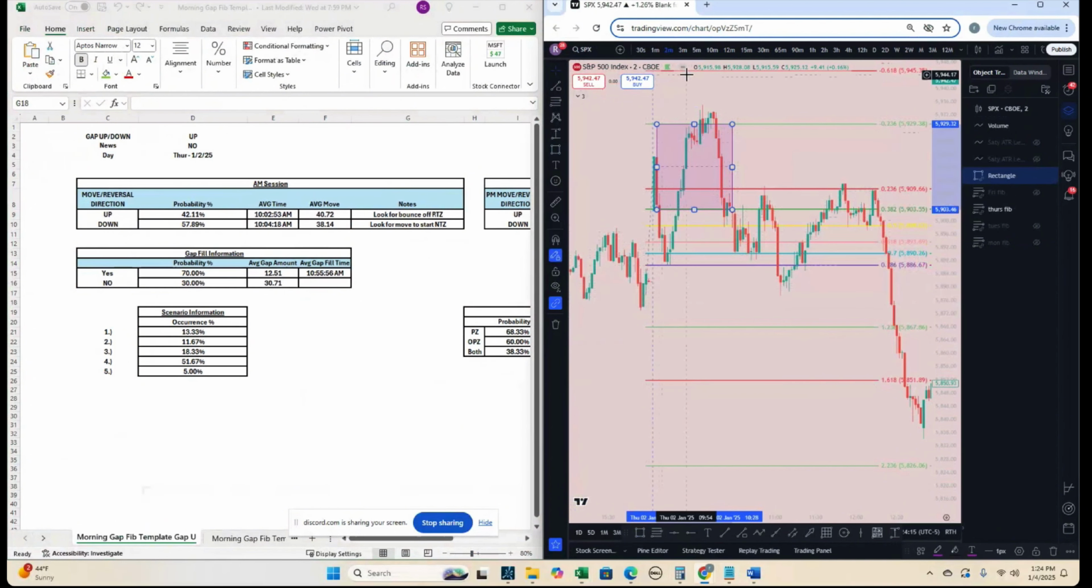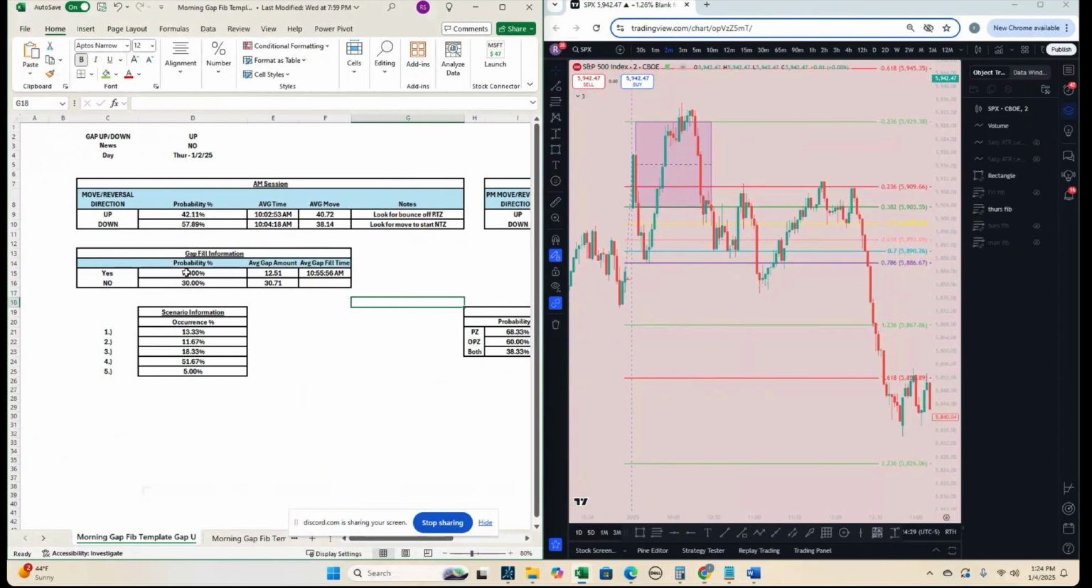So if you notice, tried it once, tried it twice, third time was the charm. Remember when that gap fill happens, you don't always have to take the first one, you don't always have to take the second one, but typically that third or fourth one, we fill the gap, especially if it's a high percentage. What time did we fill the gap? 11:04. Average gap fill 10:55. This is not me putting in these numbers. It's just the average of times we fill gaps on these types of days.